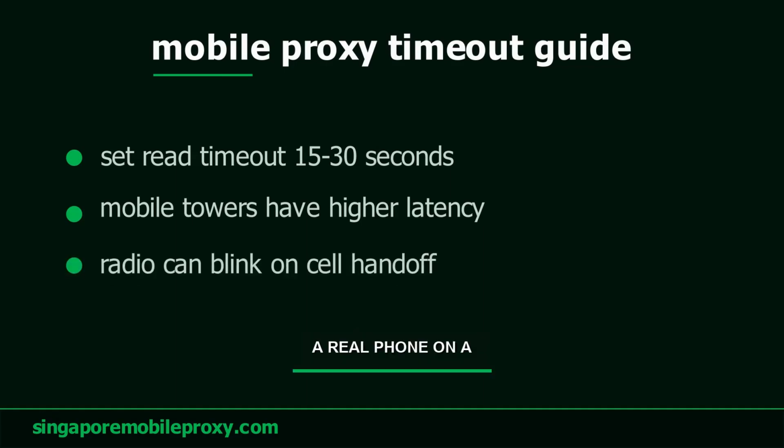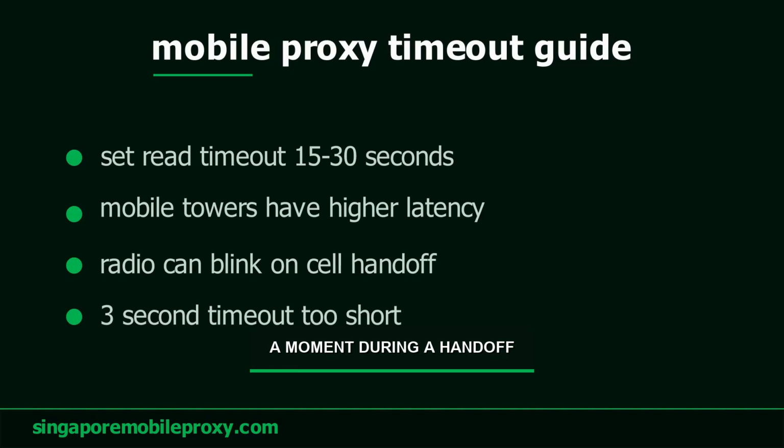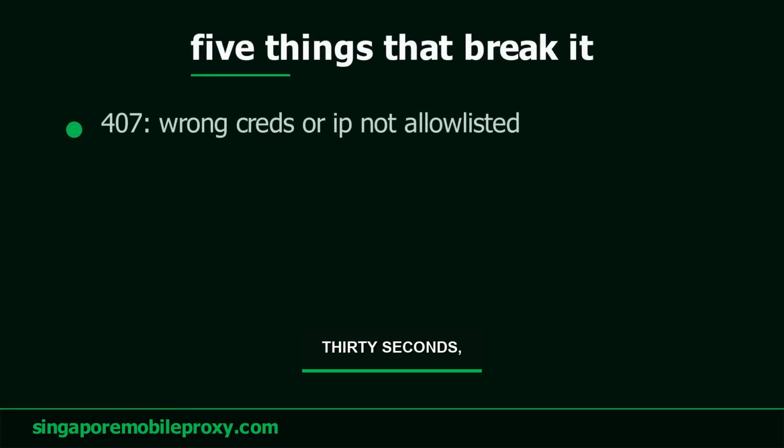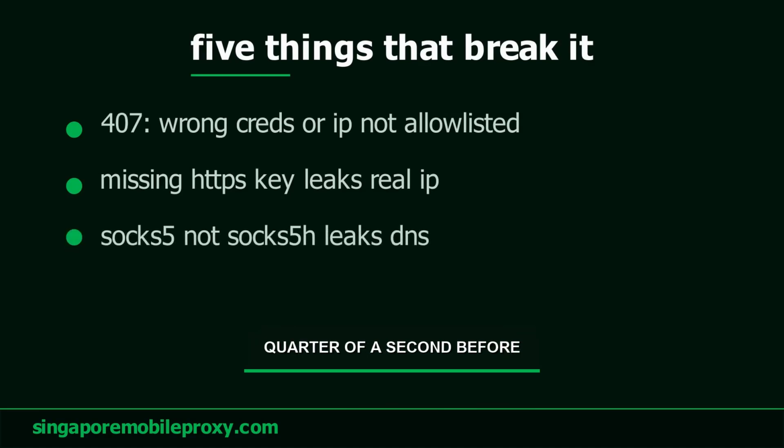A real phone on a real tower has higher latency than a data center box, and the radio can blink for a moment during a handoff between cells. So set your read timeout generously, 15 to 30 seconds, not the 3 you might use on a wired connection. A lot of so-called proxy failures are just a client that gave up a quarter of a second before the carrier was about to answer.